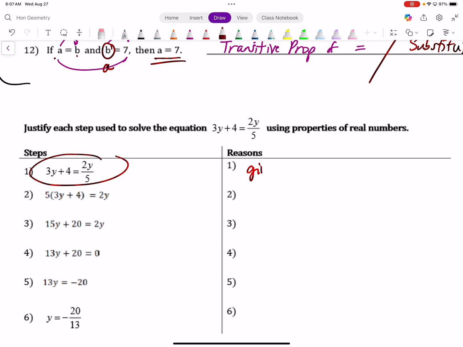Okay, so every single proof you have, your first step is always going to be, oh, that was given. You got to have something that's given to you. Like, here's the problem. Now go do something. So that's going to be your first reason every single time.